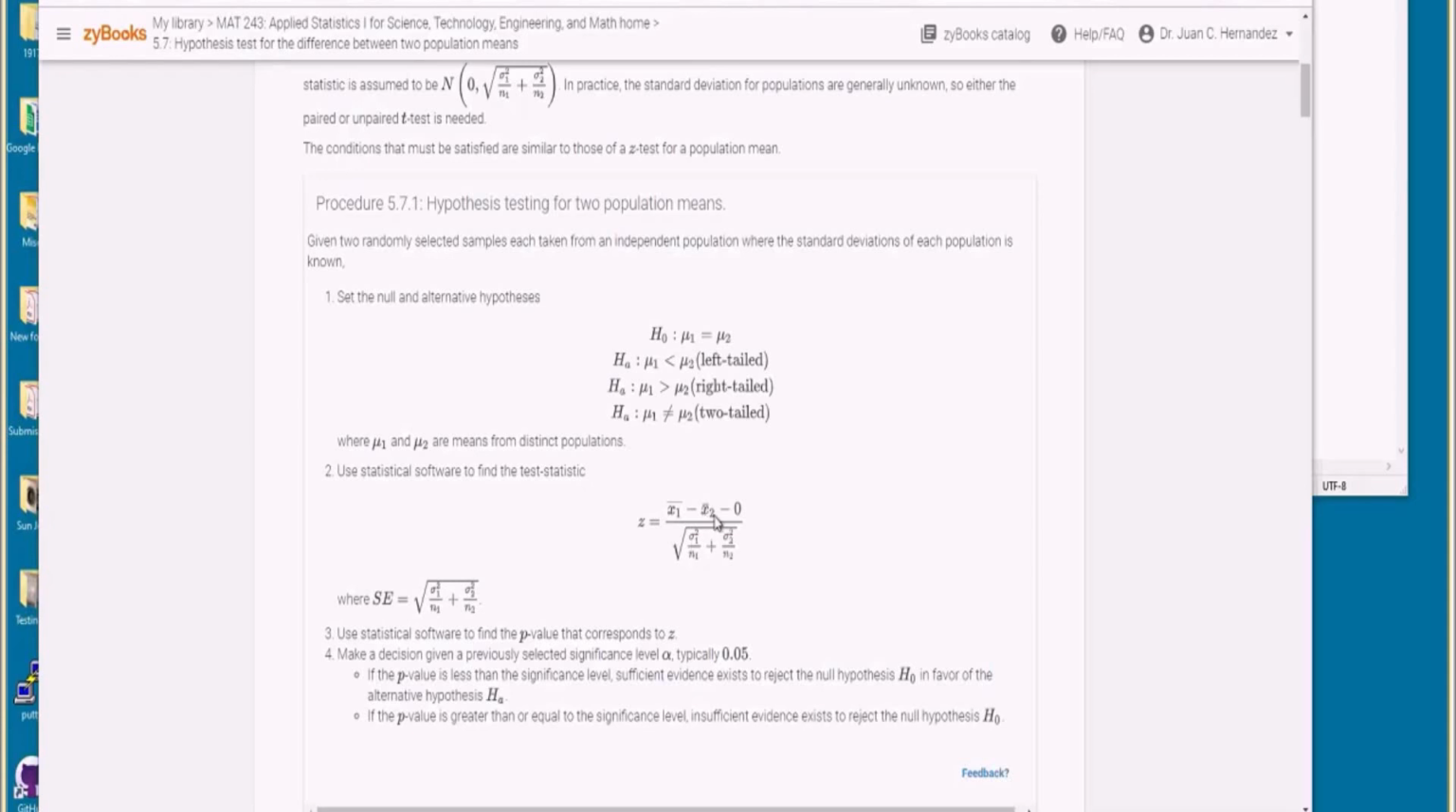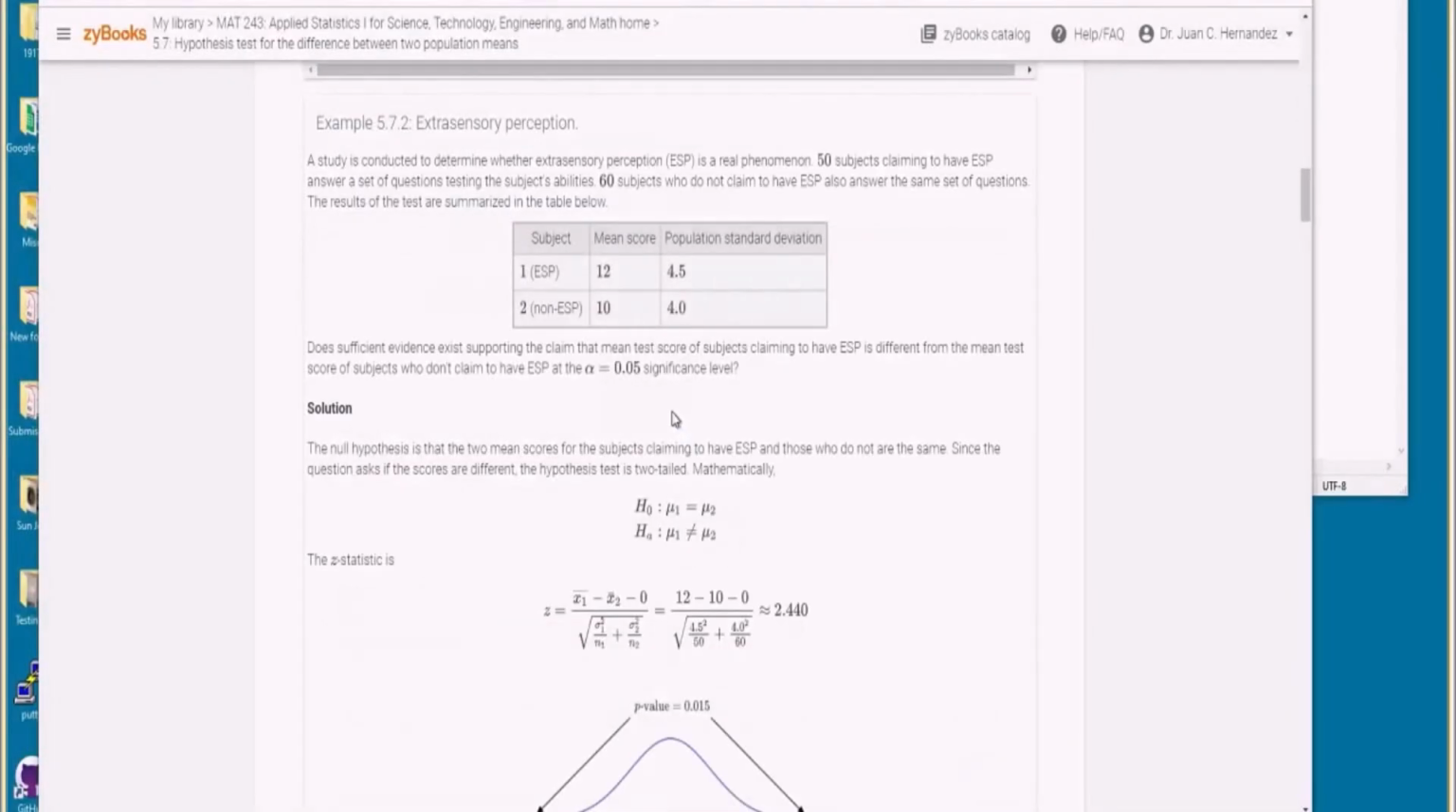The second sample will again lead you to its own sample mean, its sample size, and the population standard deviation for the second population would be given to you. So you plug that in, that's your test statistic, and then the rest is the same. Calculating the p-value will be the same, comparing it to alpha will be the same, the rest of the steps are all the same. Here is an example from Zyvox.